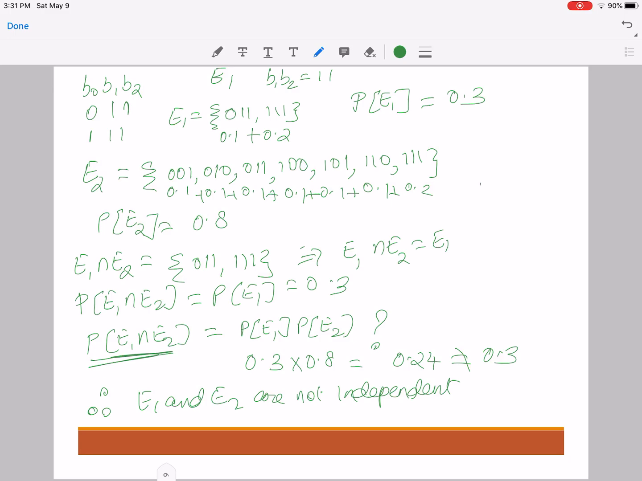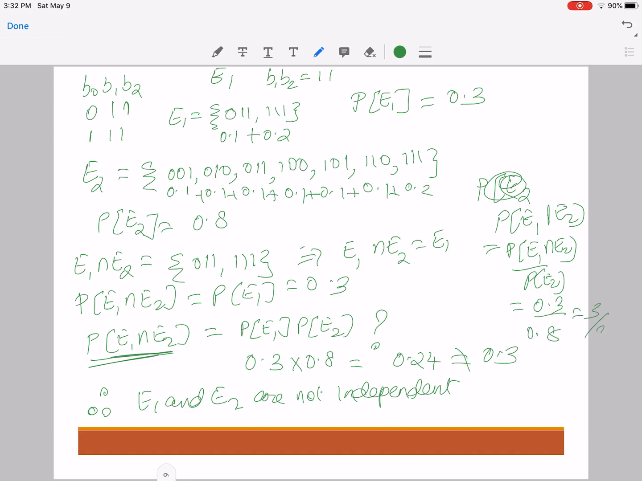For example, if I were to ask you what's the probability of E1 given E2, that will be equal to the probability of E1 intersection E2 over the probability of E2, which is equal to 0.3 over 0.8, which is equal to 3 over 8. So 3 over 8 is different from the probability of event E1, 0.3. So occurrence of event E2 has indeed changed the probability of E1 from 0.3 to 3 over 8.